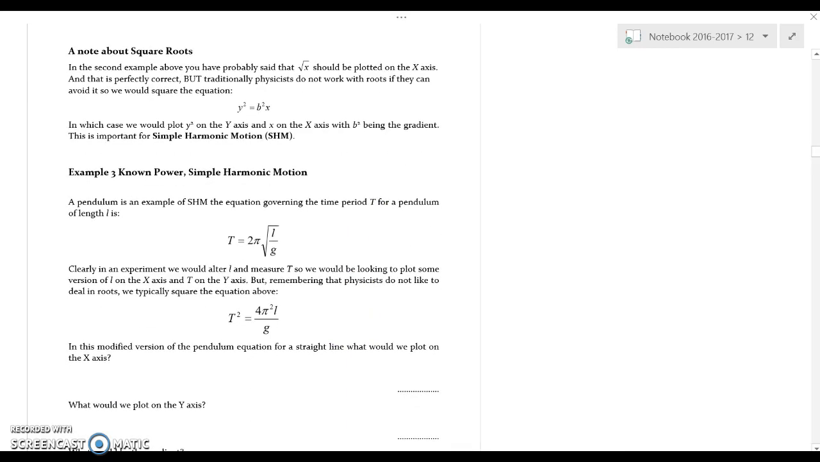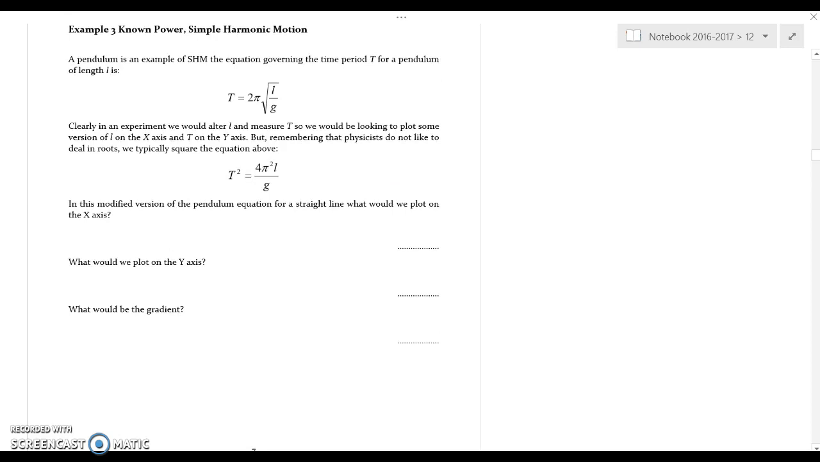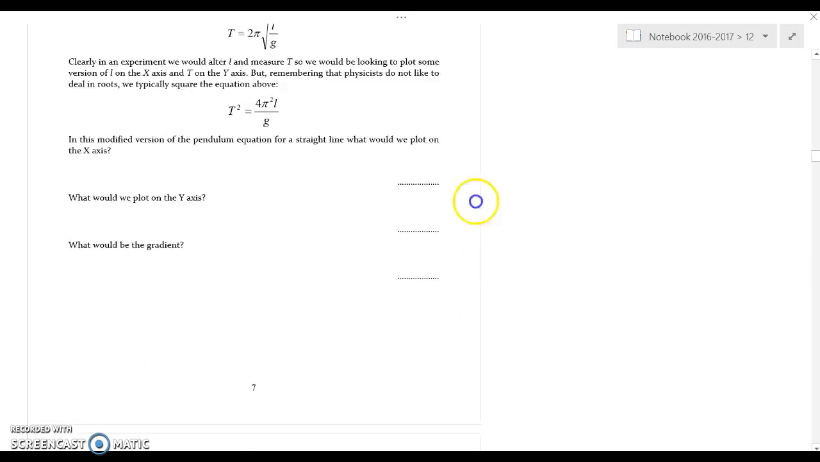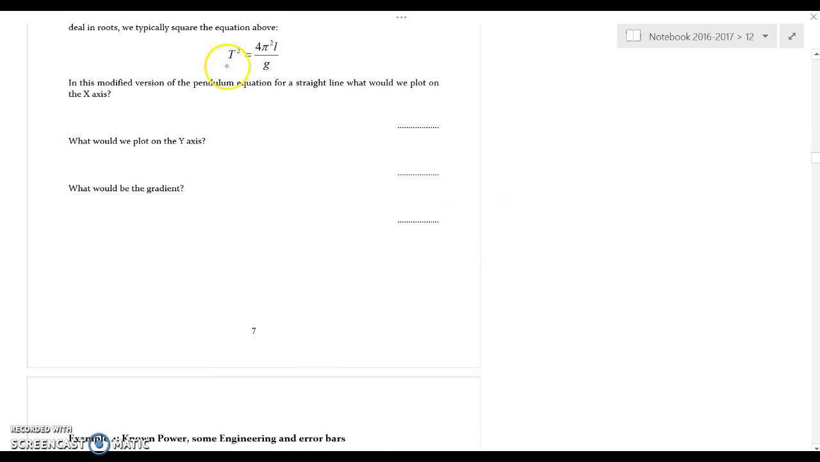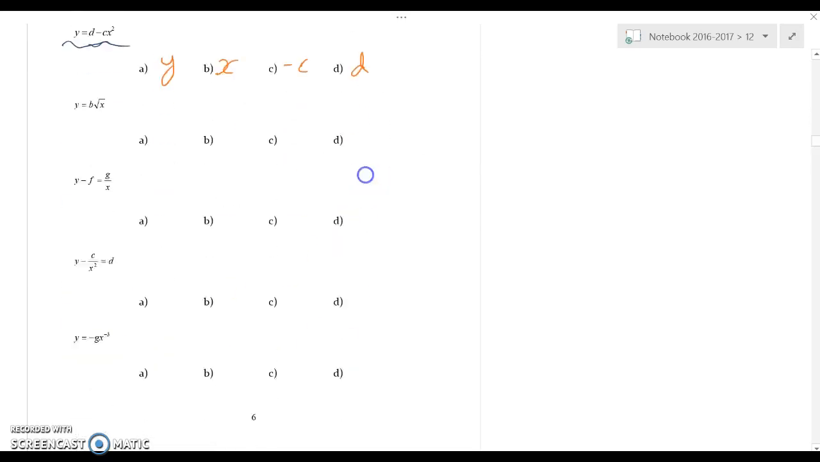You're then told something about square roots. Here's a relationship which you're going to be studying at A2 if you continue to do A2. It's called simple harmonic motion. It has to do with the way in which things oscillate. You're asked to look at this relationship here, the second one, involving squared terms, and determine, if you were to measure the time period and length of a pendulum and you wanted to test this relationship, what you'd plot on the y-axis and what you'd plot on the x-axis. What would the gradient be in such a case? You're doing a similar thing here to what you did in the previous exercise.